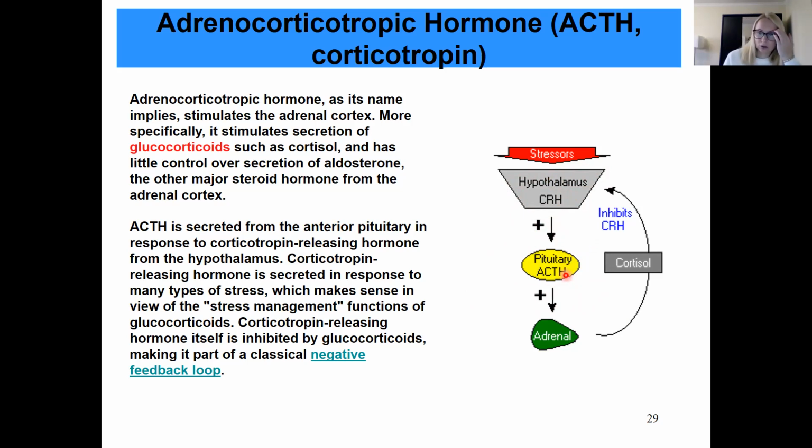And it is also an example of negative feedback. So corticotropin releasing hormone can stimulate or inhibit synthesis of adrenocorticotropic hormone from the pituitary gland by the help of the level of cortisol.